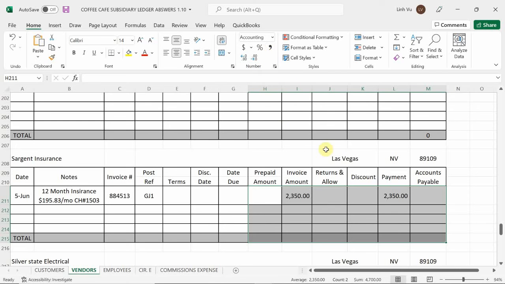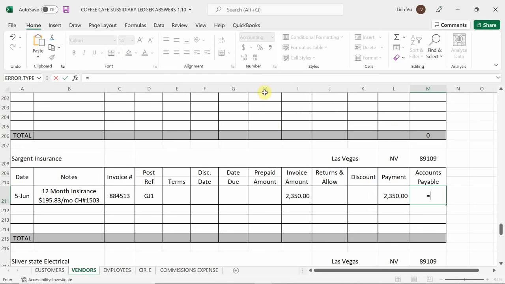So now that I have my numbers here, it's time for me to solve for how much I actually owe Sergeant Insurance. This formula is your invoice amount, so what you owe, minus any prepaid, minus any returns, minus any discounts, minus any payments. So in this case, I owe Sergeant Insurance $0. I owe $0 because we had a good agreement. We had the policy. I paid right then and there, so I don't owe Sergeant Insurance anything.